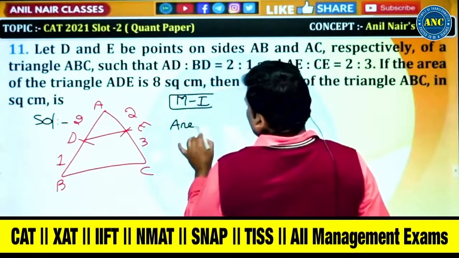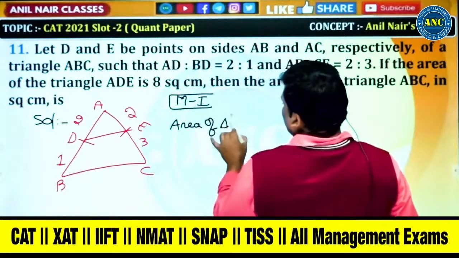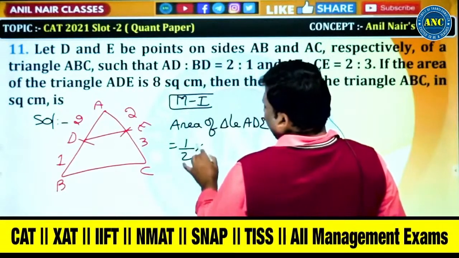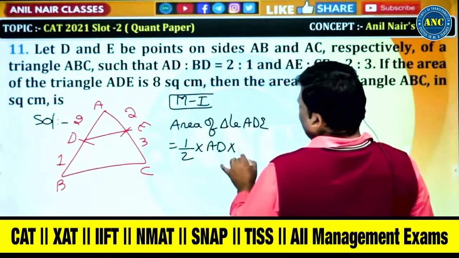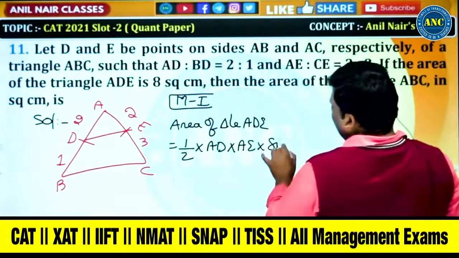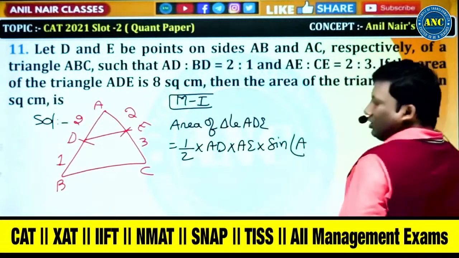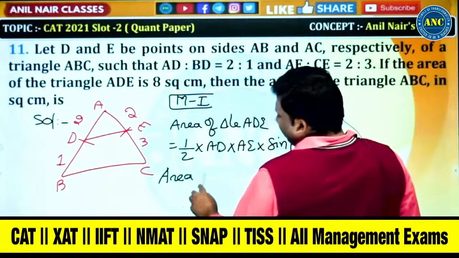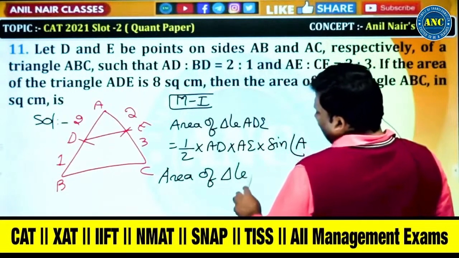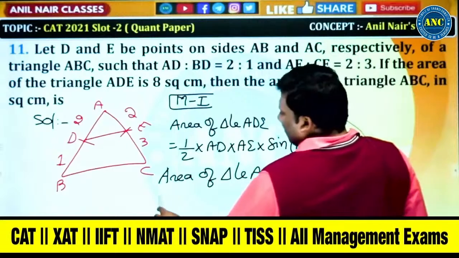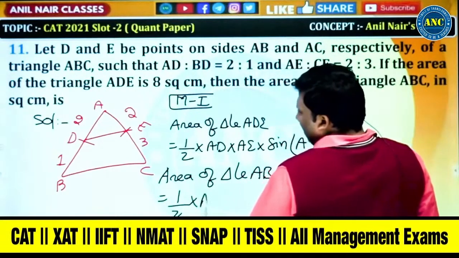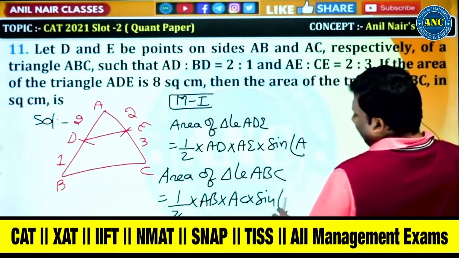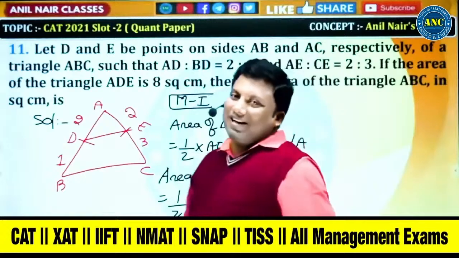Area of triangle ADE is half into the product of the sides, AD into AE, into sine of angle A. I hope it is clear. Similarly, area of triangle ABC is equivalent to half into AB into AC into sine of angle A. Half into product of sides into sine of the angle between them.